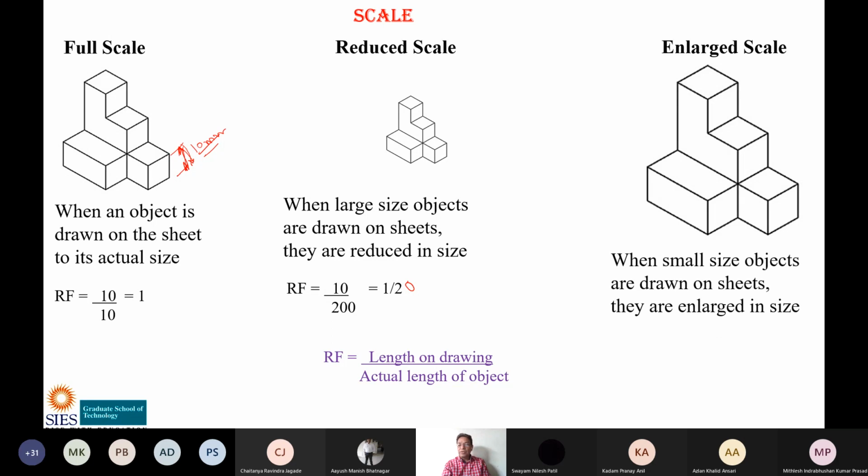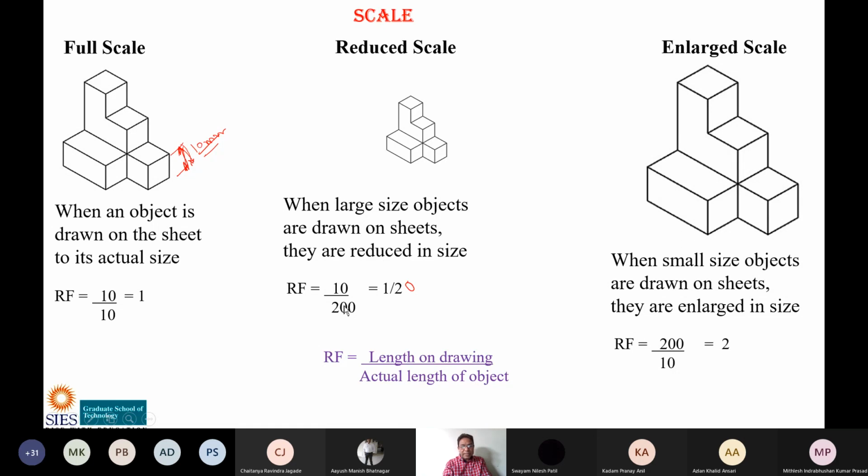So when small objects are drawn on sheet, they are enlarged in size. So if the actual size is how much? I think I have interchanged the thought. Actually, this is large size objects are drawn on small size. So I have made a mistake here while explaining. Just come back to this. Reduced scale. Reduced scale is when large size objects are drawn on sheet, they are reduced in size.